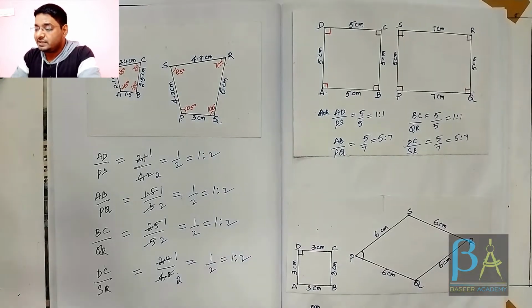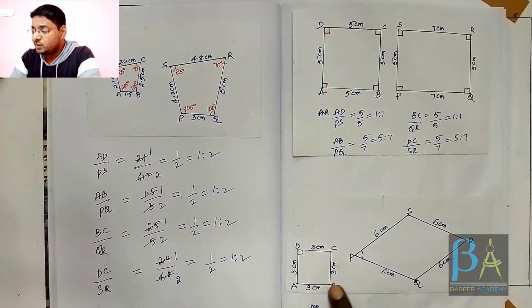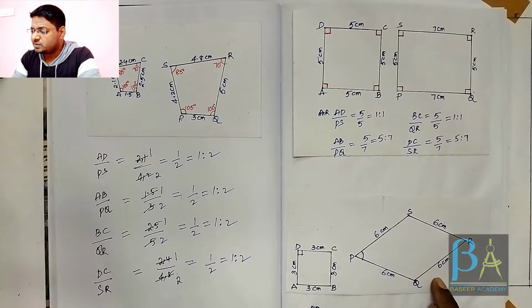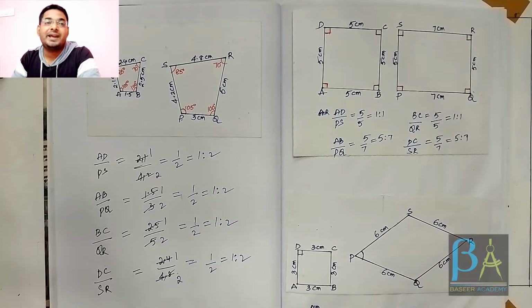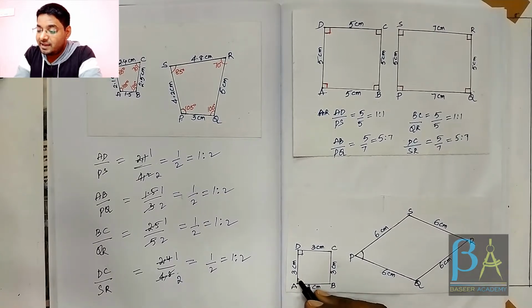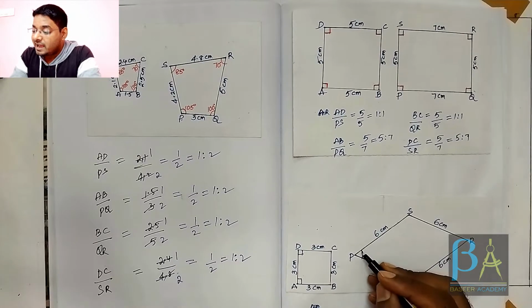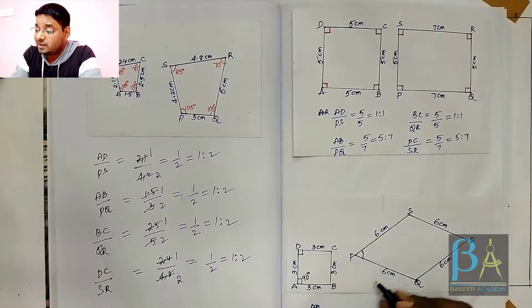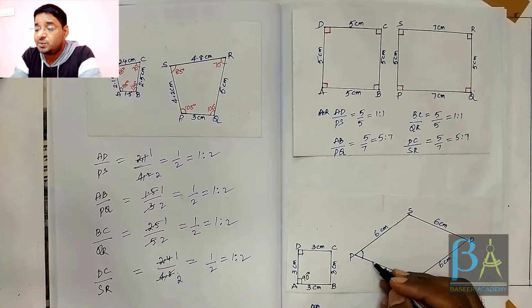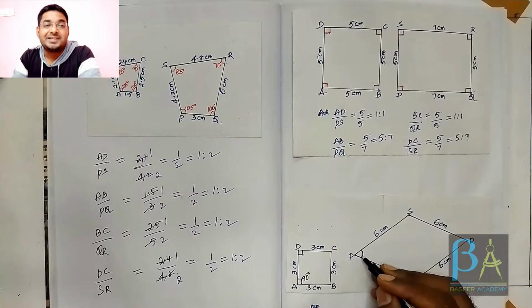Let us now look at these two quadrilaterals. Do they look similar? No, they don't look similar. The ratio of corresponding sides is the same here, but the corresponding angles are not equal. For angle A, the corresponding angle is angle P. Angle A is 90 degrees, but angle P looks like an acute angle to me. It is less than 90 degrees. So the corresponding angles are not equal here.